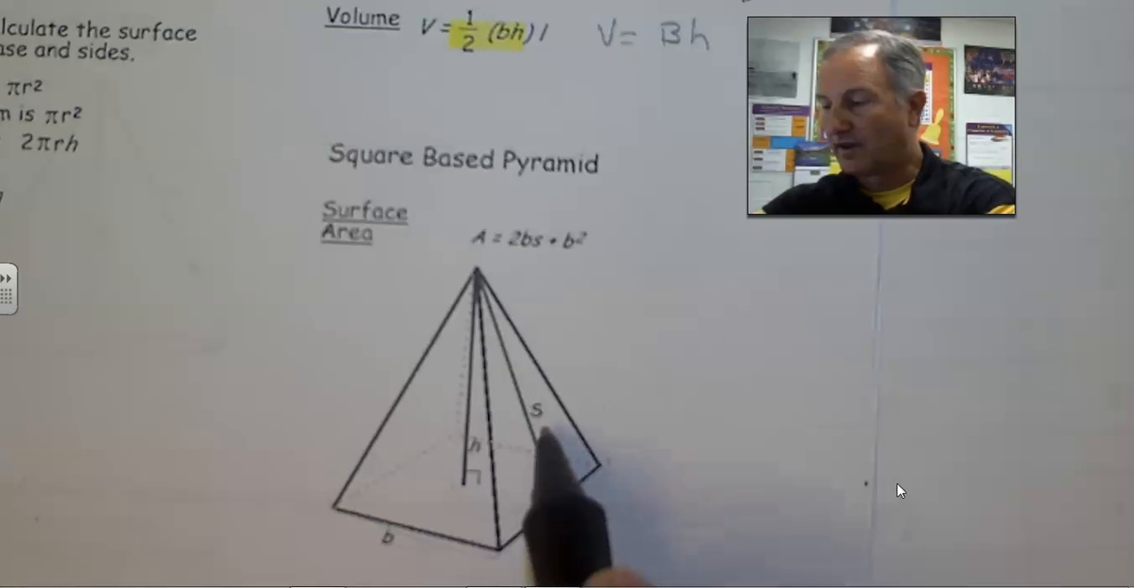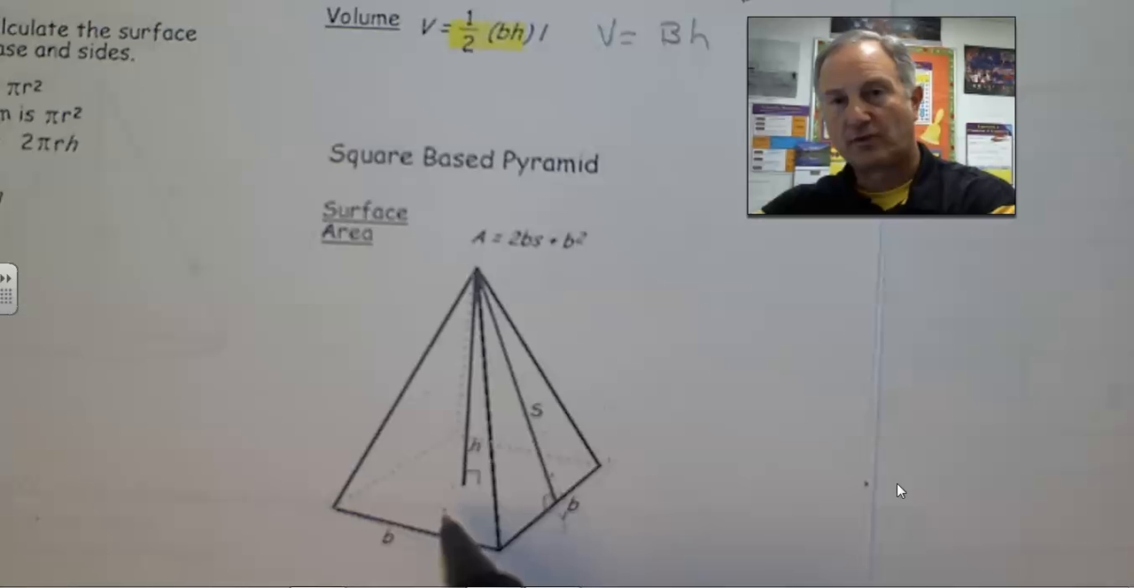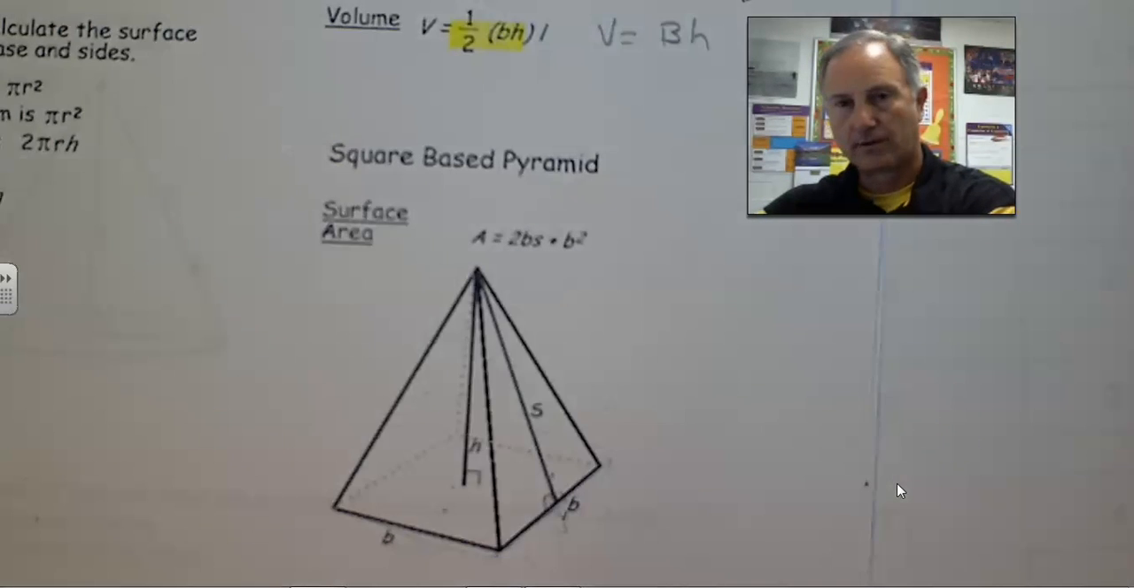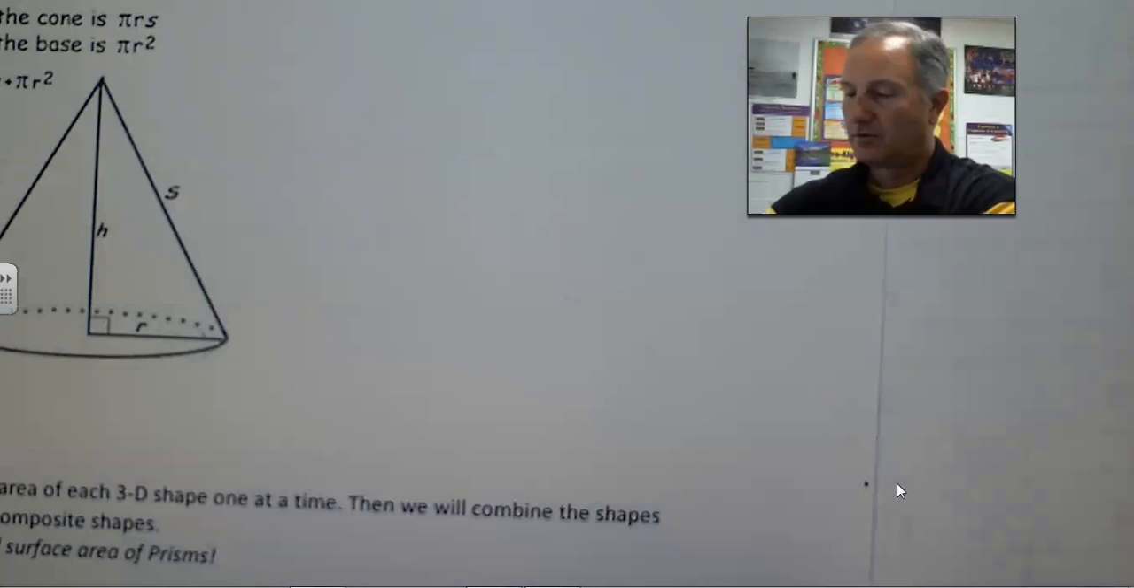And since I have 4 of them the same, 4 times 1/2 is 2. So you get 2 BS. And then you'll add them together. Again, we'll look at that more in class to get a better idea of what that's all about.